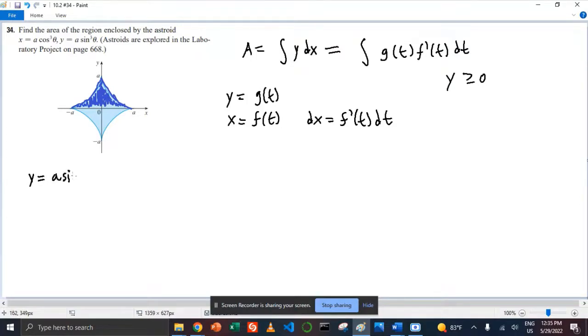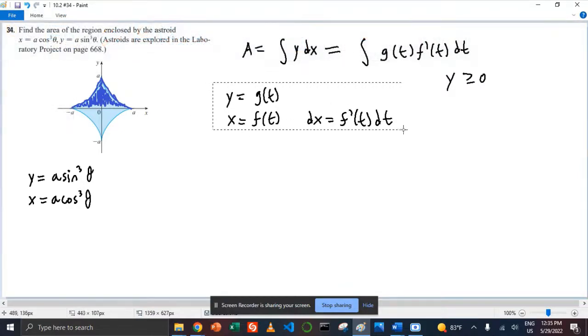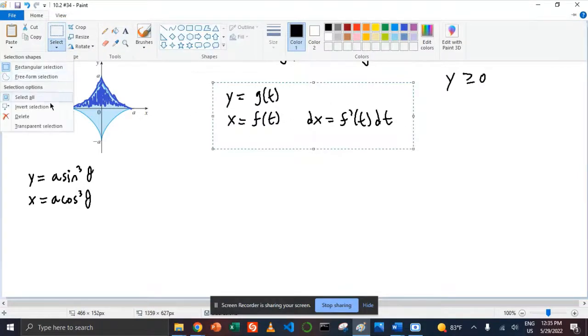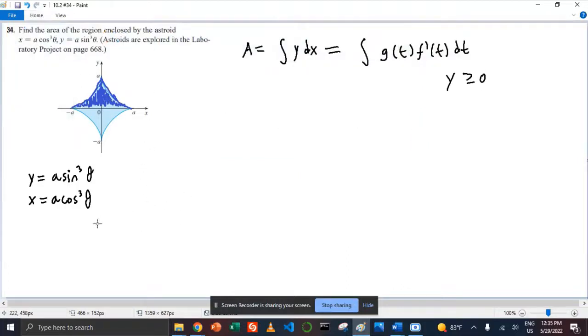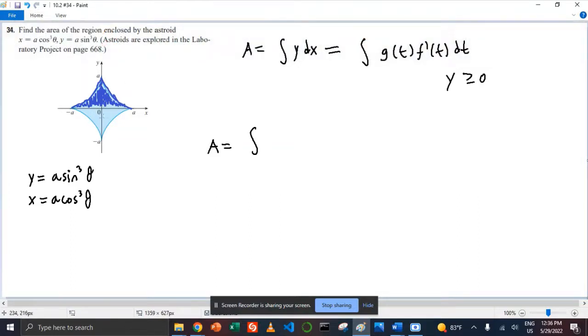Y is equal to a sine to the third of theta. X is equal to a cosine to the third power of theta. Now, let's use our formula here. Before I do that, I'll erase some of this. Great. So now let's take our A has to be equal to, and I'll talk about the limits of integration.